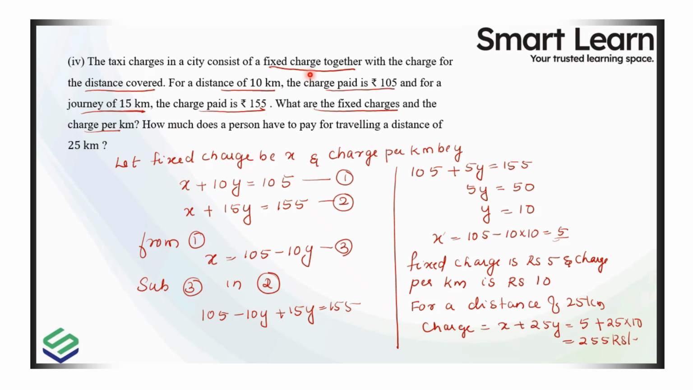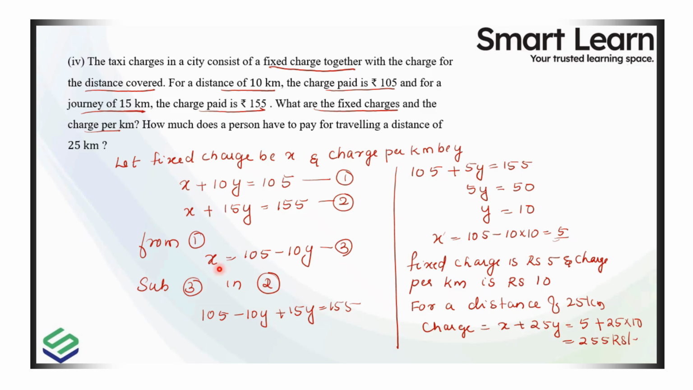Here, the taxi charge in a city consists of a fixed charge together with the charge for the distance covered. For a distance of 10 km, the charge is 105, and for 15 km the charge is 155. What are the fixed charge and the charge per kilometer? Children, here a fixed charge is there and a charge per kilometer is there. So the fixed charge I took as x and the other one we took as y. So x plus 10y, the fixed charge and the distance, is 105, and x plus 15y is 155.